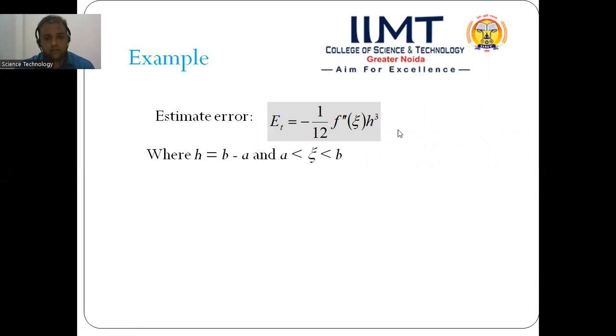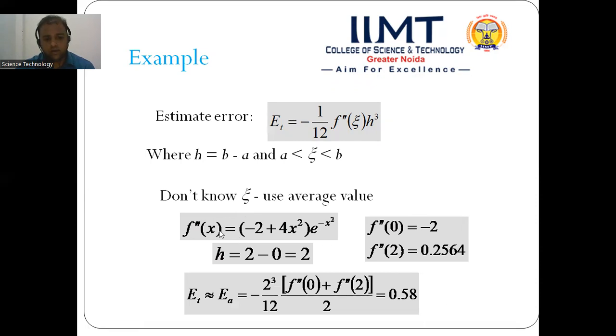So the integration is given by this. And the error can be found using the formula negative (b minus a) over 12 times f double dash of xi times h cube, where h is equal to b minus a, and xi is a point between a and b. So xi is an unknown point; here we use xi as a reference value. The double derivative of e to the power negative x square is given by this, and its value at the point 0 is about 2. So the average value will be given by this. So we have calculated the error for this function as 0.5.